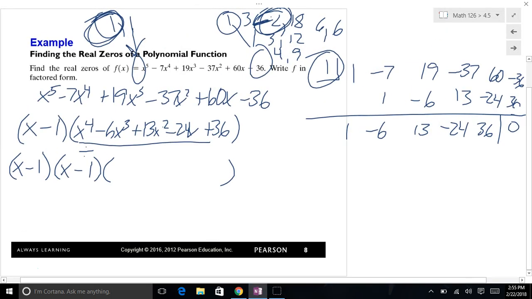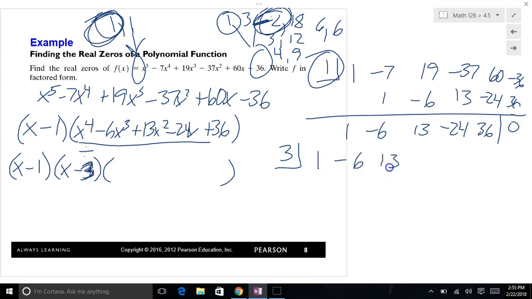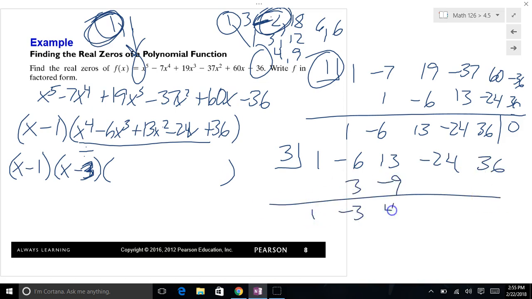I wish I had more room on this. I try 3 now. So if 3 works, then x minus 3 is the factor. So 1, negative 6, 13, negative 24, 36. 1, 3, negative 9, 4, 12, negative 12, negative 36. Hey, what do you know? Remainder 0. How about that? How did he know that? Crazy. So we've got the 1x to the 1 degree less than the 4th right here.